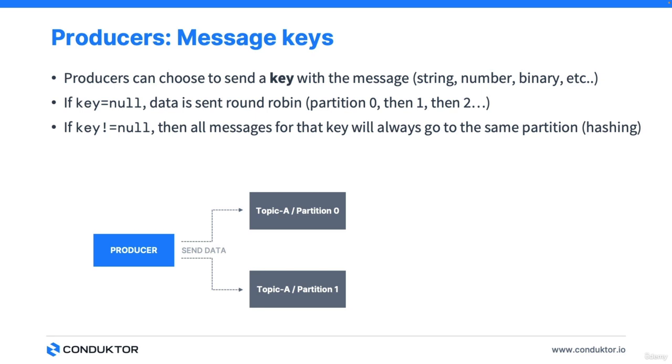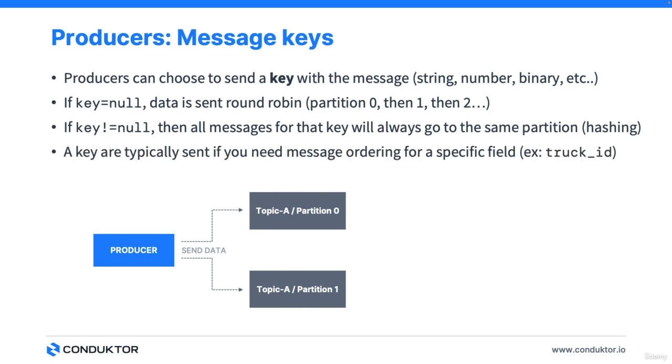Kafka producers have a very important property: all the messages that share the same key will always end up being written to the same partition, thanks to a hashing strategy. That property is very important in Apache Kafka. When we specify a key, this is when we need message ordering for a specific field. Remember our example with trucks beforehand. It would be good for us to get the position of each individual truck in order.